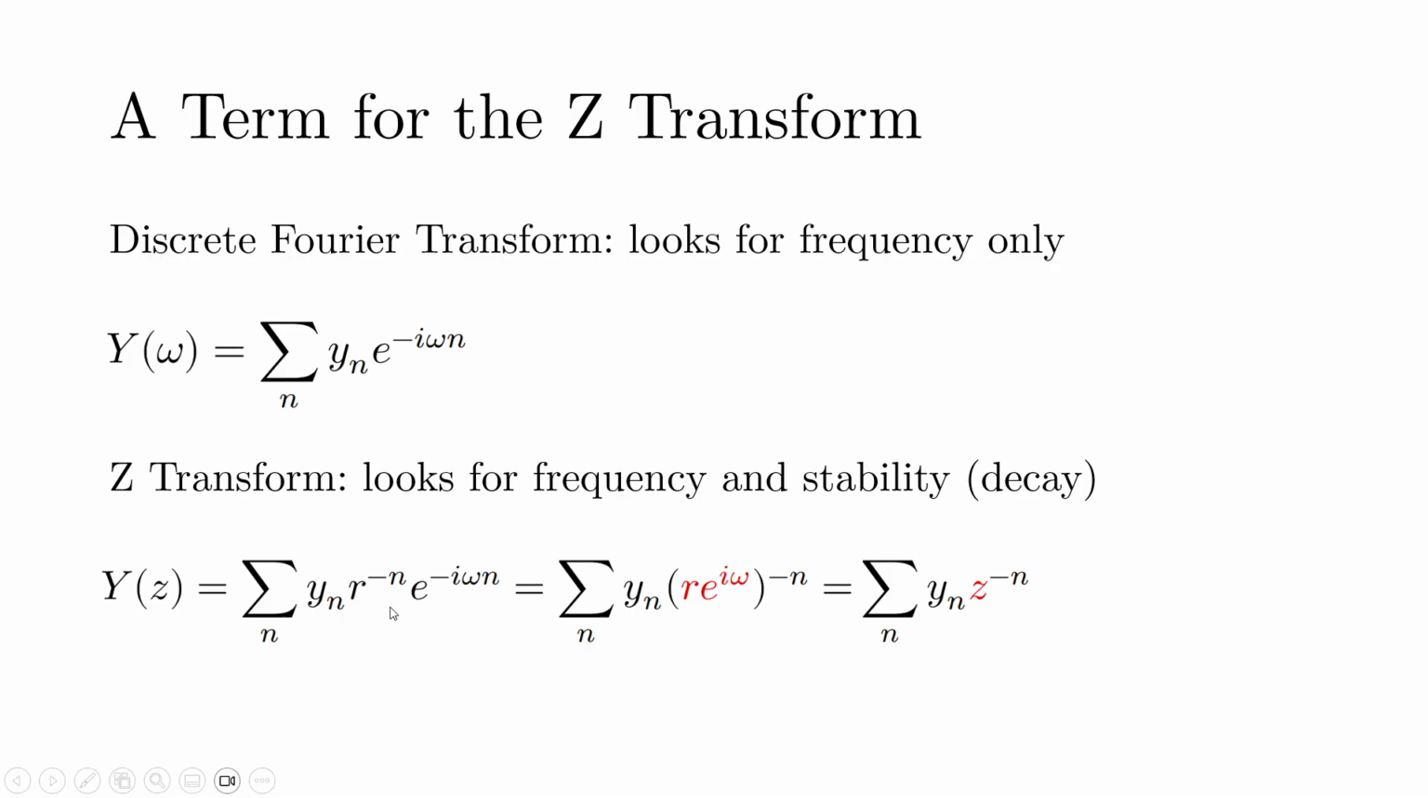I can then rearrange these terms and simplify it a bit, and I will then get a complex number z equals r e to the i omega, to the minus n, and this is the general form of the Z transform. So the Z transform of a sequence y[n] is defined to be the sum over y[n] times z to the minus n. And you'll see in a few minutes how this will actually lead us to the transfer function we would like to have.